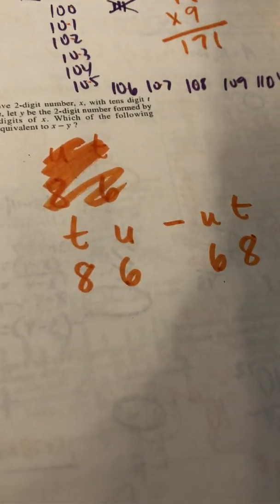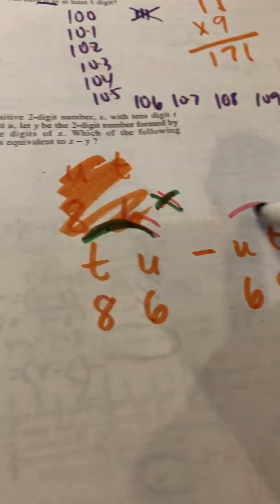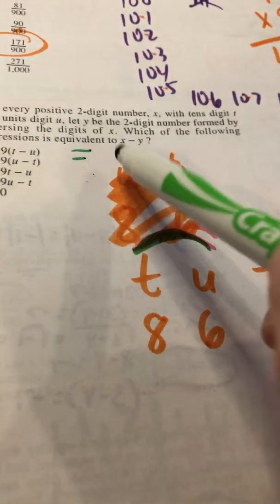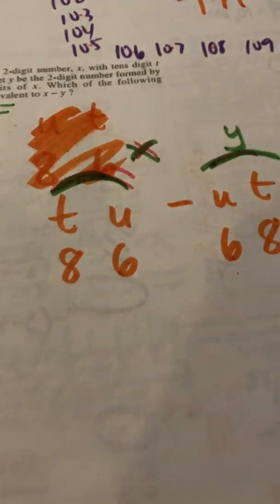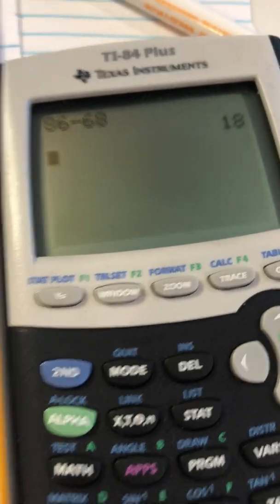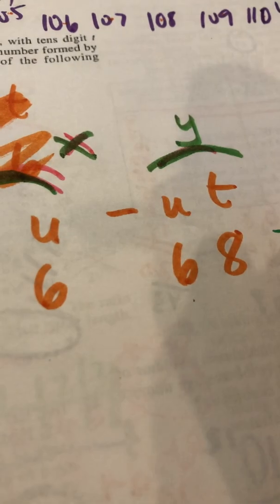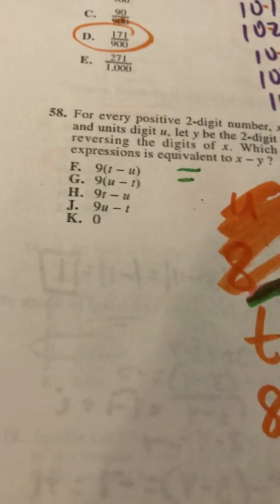So it says that X is this two-digit number, and that's not good enough contrast. X is this two-digit number, and Y is this other number. It says, which of the following is equivalent, again, equal to X minus Y? So 86 minus 68, I'm going to have to do that since Miss Samantha just made that up. 86 minus 68 is 18. Okay, so I'm looking for which of these is also 18.